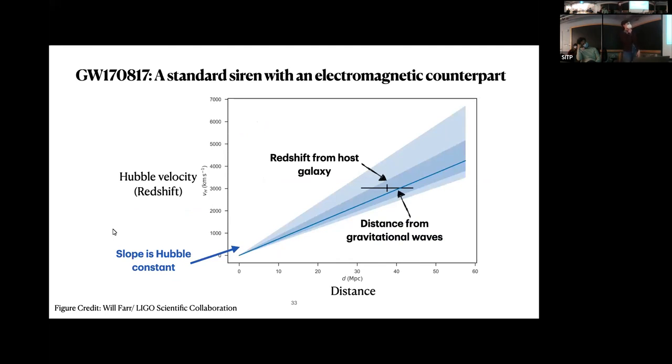And so our first attempt at gravitational wave cosmology was with GW170817, which was a binary neutron star that had an electromagnetic counterpart, which told us what the host galaxy was. And so we could get the distance from the gravitational waves and the redshift from the host galaxy. The actual analysis is a bit more complicated, but essentially you can draw a line through them and the slope of that line is the Hubble constant.